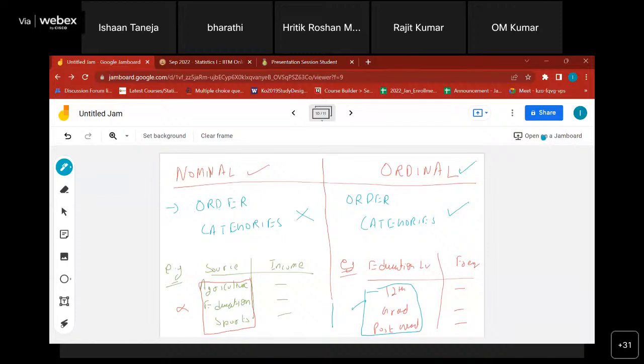If we cannot order these categories, it's nominal. So don't try to order it in terms of income or frequency, anything. Just look at the categories. Can we order these categories? That would give you an answer whether it's nominal or ordinal. Is it clear? This is the only way we can identify whether it is nominal or ordinal. I think that's what we spent week 1 on. You can go through the last lecture of week 1 again. It has covered this.